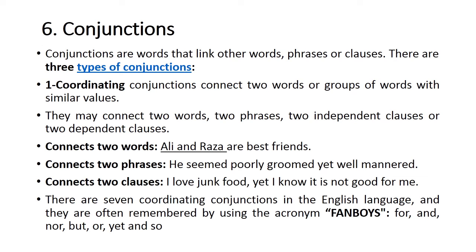There are seven coordinating conjunctions in the English language, and they are often remembered by using the acronym FANBOYS. FANBOYS stands for: F is for for, A is for and, N is for nor, B is for but, O is for or, Y is for yet, and S is for so. So coordinating conjunctions are also called FANBOYS.